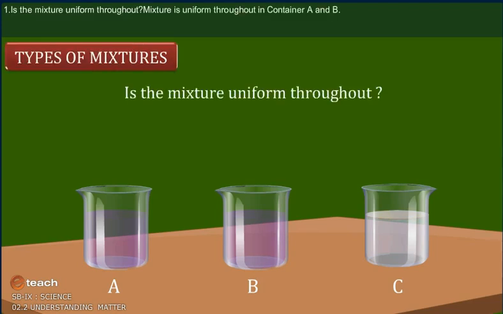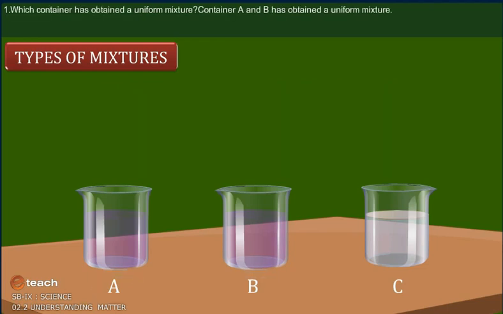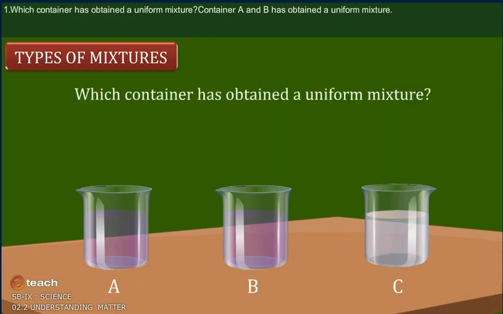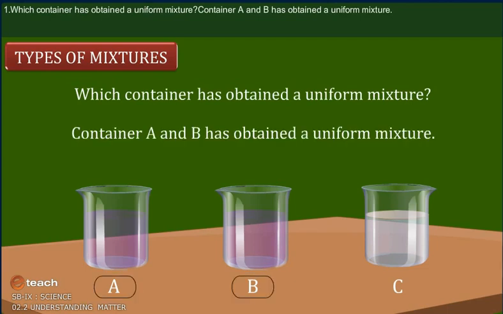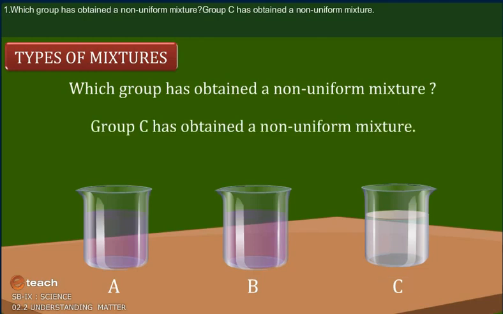Is the mixture uniform throughout? The mixture is uniform throughout in containers A and B. Which container has obtained a uniform mixture? Containers A and B have obtained a uniform mixture. Which group has obtained a non-uniform mixture? Group C has obtained a non-uniform mixture.